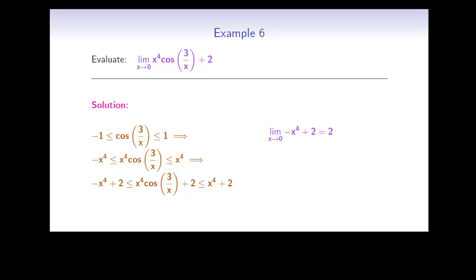Now let's compute the limit of the smallest and the largest of these three expressions. So the limit of negative x to the power of 4 plus 2 as x goes to 0 is equal to 2. The limit of the largest expression is also equal to 2. This means that the middle expression is going to be squeezed between 2 and 2, and the only way for it to go is for the limit to be equal to 2.